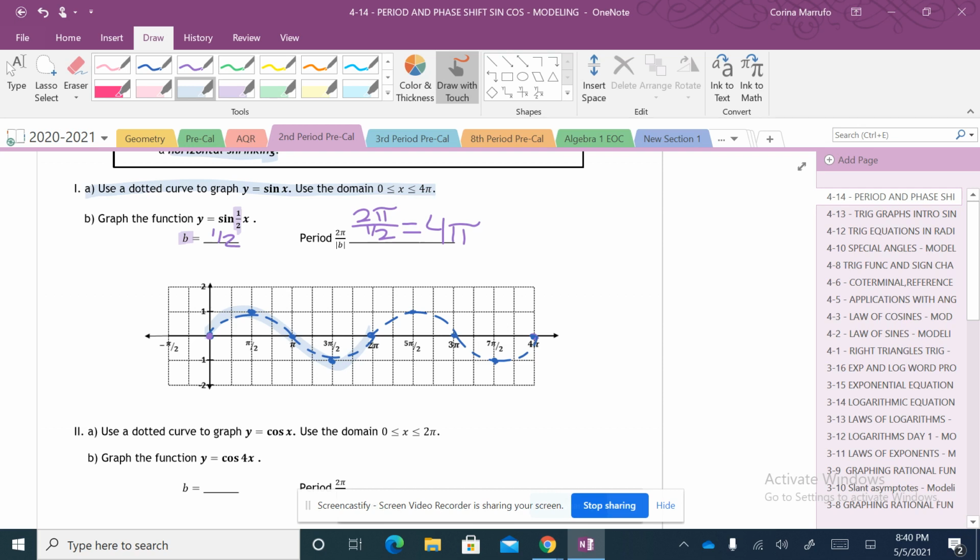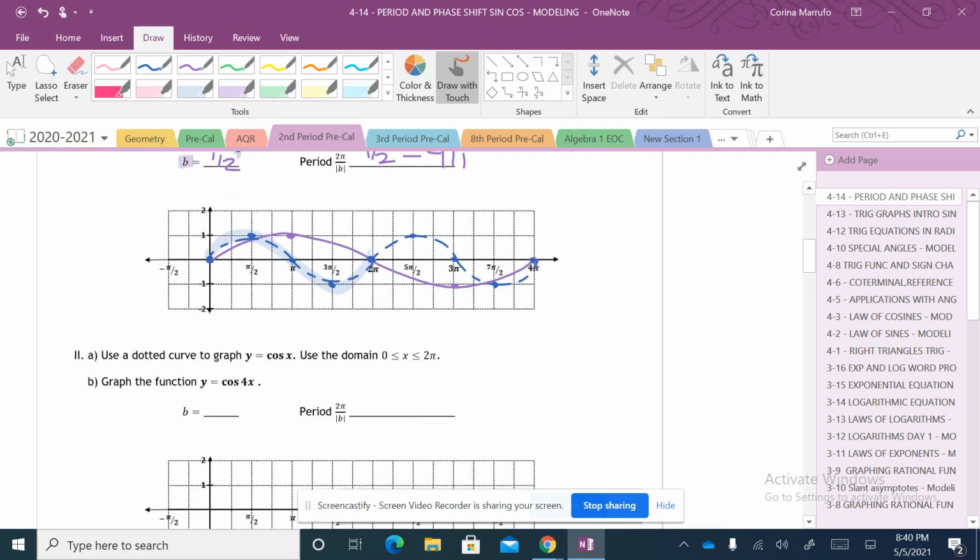So I'm going to do this exact same pattern here. Between 0 and 4 pi, the halfway point is 2 pi. Between 0 and 2 pi, this is where our curve is going to go up. And then between 2 pi and 4 pi, this is where my curve is going to go down. And that's it.